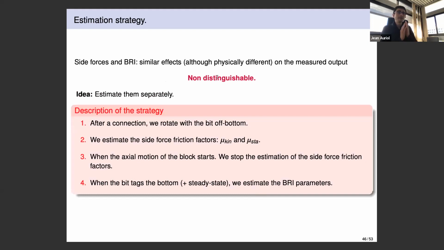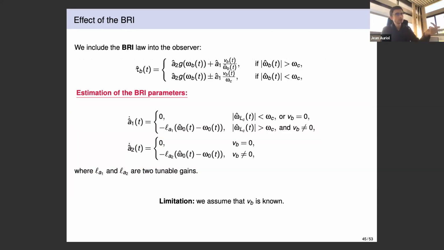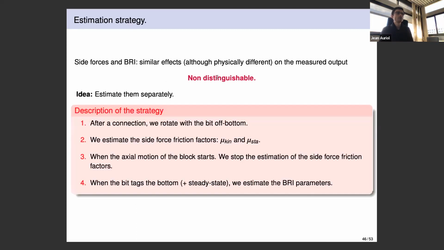The problem is that the bit-rock interaction effect and the Coulomb effect have, when you draw the plots, similar effects on the measured output, although they are physically completely different. They are non-distinguishable. So it means that you first need to estimate the side force friction factors mu kin and mu star when you are rotating off bottom. And once you know these factors, you can estimate the factors A1 and A2 I've just shown you to get the bit-rock interaction coefficients. So you have to do the estimation in two steps. Otherwise, the parameters are non-distinguishable and you won't be able to estimate them properly.